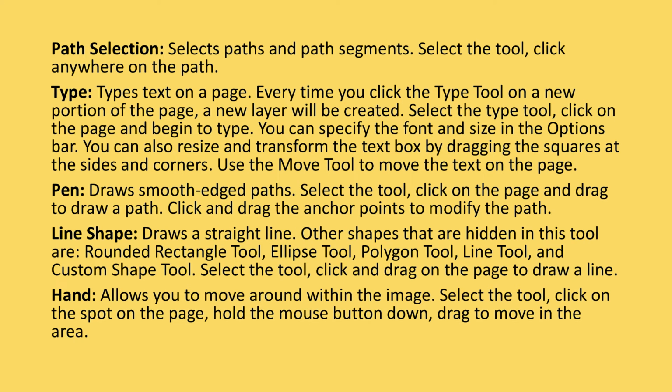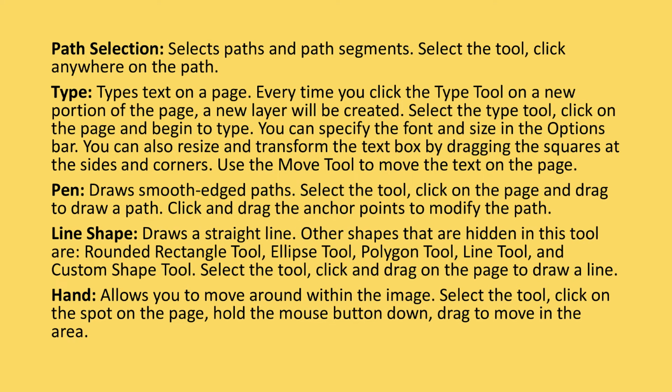Next is pen tool. Draws smooth edged paths. Select the tool, click on the image and drag to draw a path. Click and drag the anchor's position to modify the path.